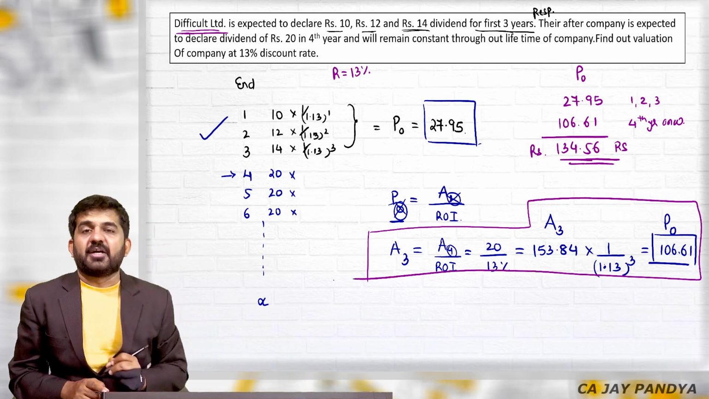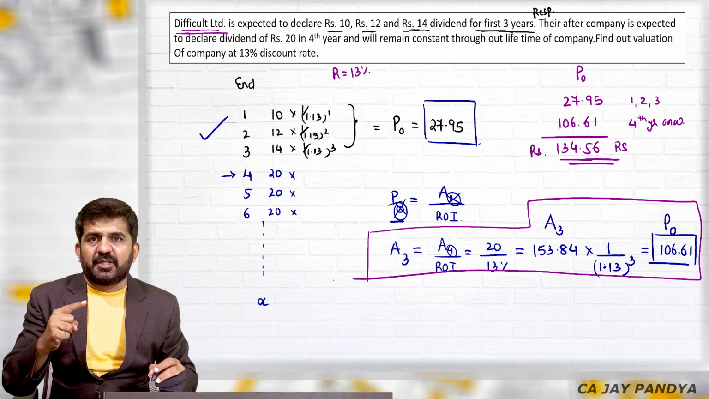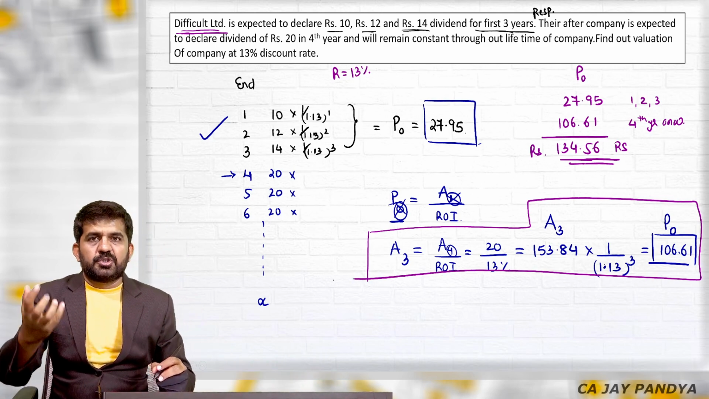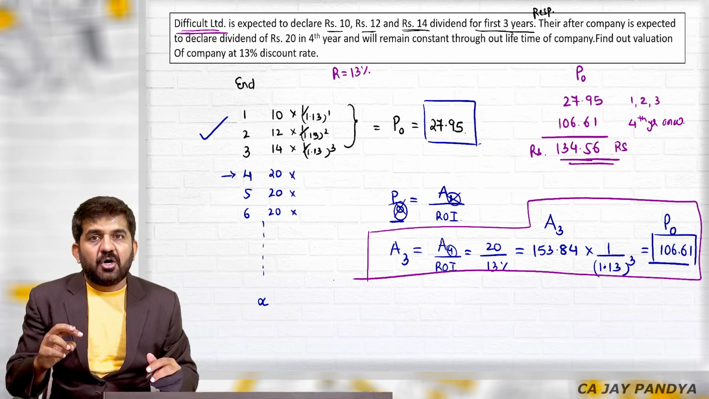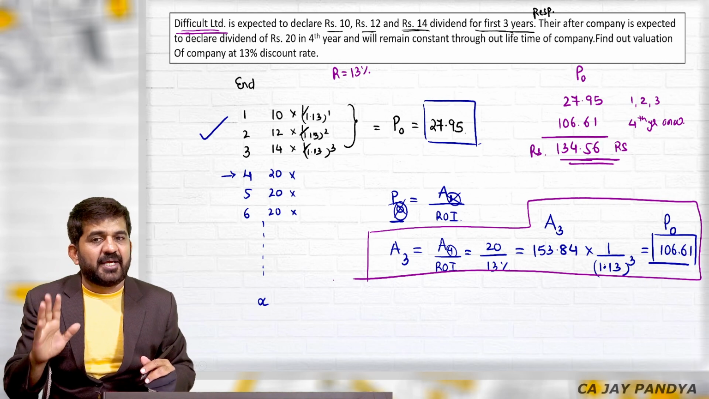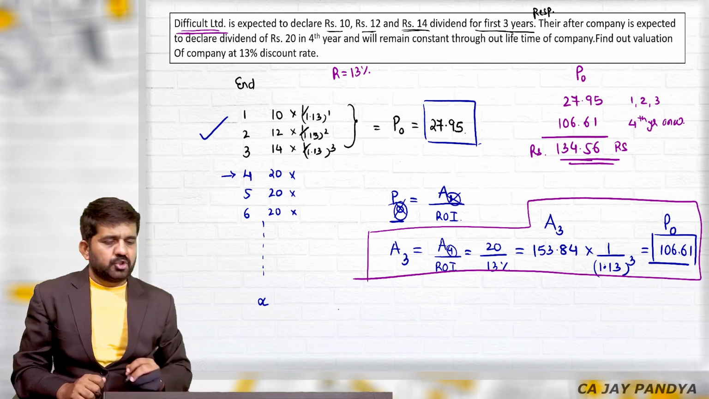You are not having a direct formula. You start with the amount at the end of the fourth year, use that infinite formula, and you will be getting the amount at the end of 3 years. Again discount it for 3 years, you will be getting the present value, and you can easily solve the question.